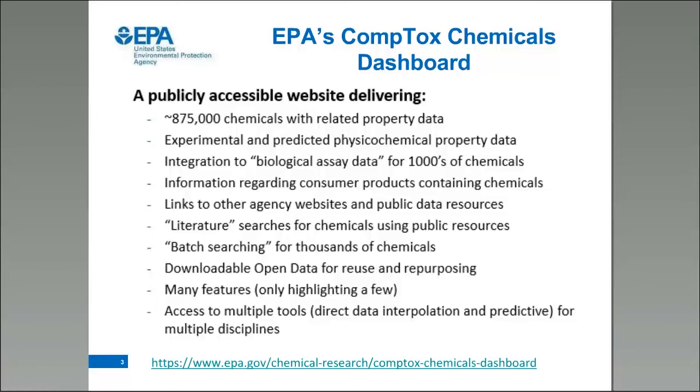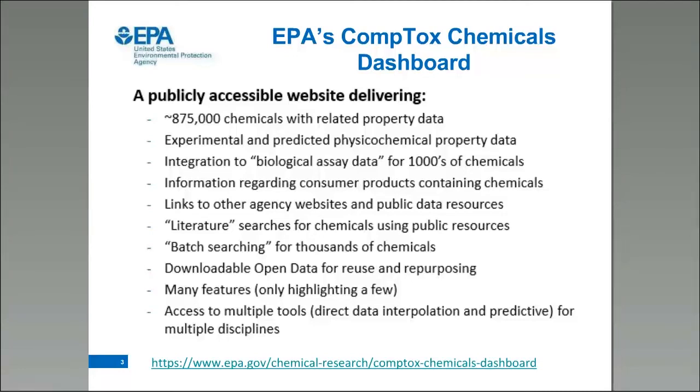So it includes integration of biological assay data for thousands of chemicals, and with each iteration, we are able to increase how many chemicals and how much biological assay data we're able to include. It also includes information regarding consumer products, the consumer use products. So if you're interested in learning about whether a chemical is in consumer products that are largely exposed to children, we have that under our exposure area of the dashboard, where you can look something like that up and determine if this is something that would be a concern for a susceptible population.